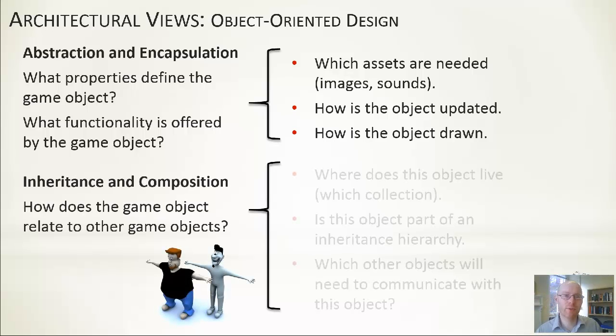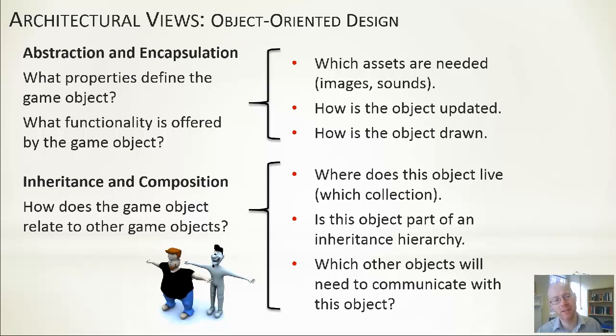Alongside that, there's also the broad notion of inheritance and composition. So how does the game object relate to other game objects? Your game will not be a random collection of objects. These objects will relate and interact with one another. So for all of the objects you're thinking, yeah, we'll need this object in our game, you want to think about how that object is positioned and related to other objects.